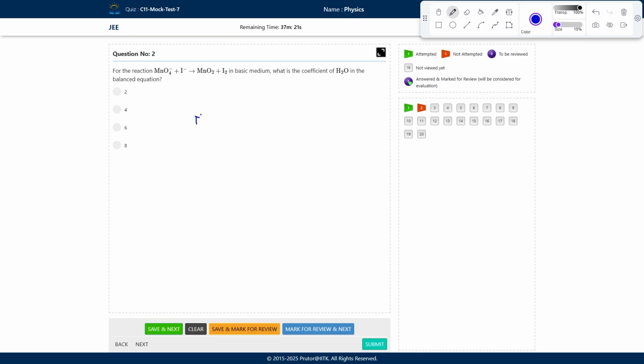If I write this whole reaction, MnO4 minus with I minus giving us MnO2 plus I2. To know the oxidation and reduction, we have to assign the oxidation numbers. So for manganese it will be plus 7, for oxygen minus 2, iodine minus 1. Here it will be plus 4 for manganese, minus 2 for oxygen and 0 for iodine. So there is no anomaly in it, you can just assign it simply.